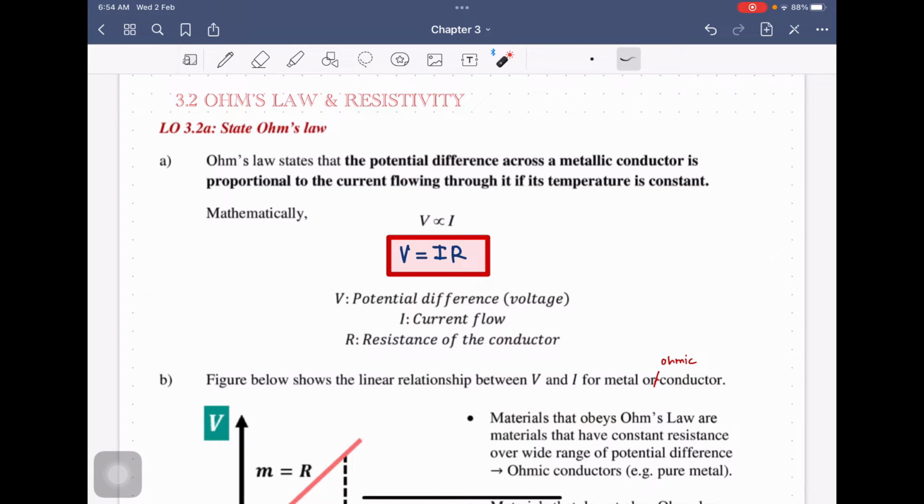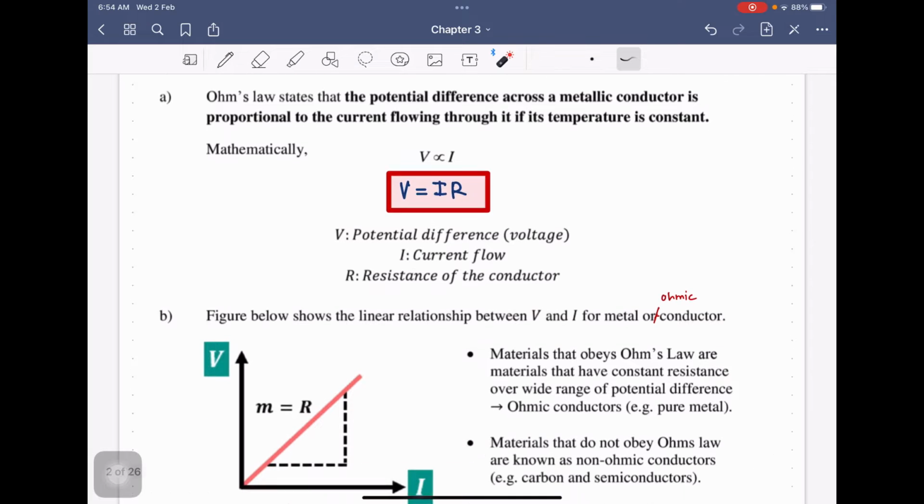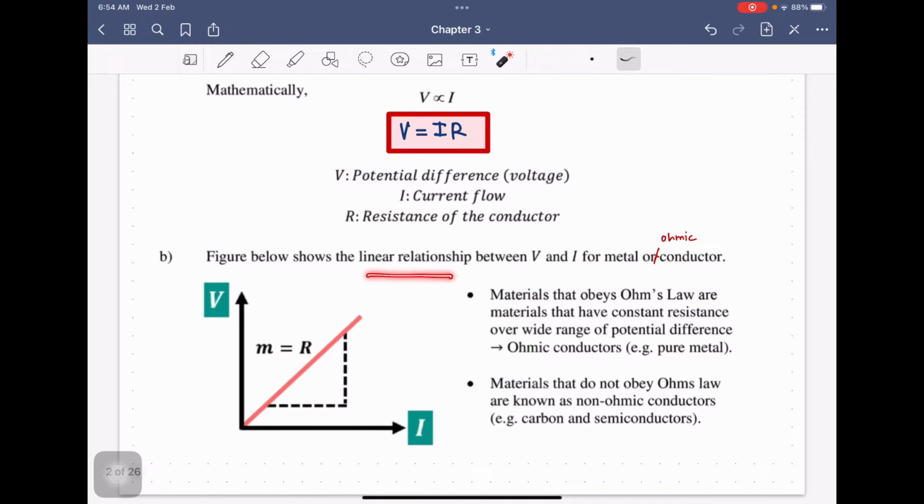Okay, dari segi mathematical linear kita boleh tulis write this V directly proportional dengan current. Okay, tapi bila kita nak write equation kita mesti ada equal. Okay, so ada satu constant di sini, so the constant is R. Okay, so kita dapat equation V sama dengan IR. Okay, so V is a potential difference ataupun voltage, I is a current flow, R is the resistance of the conductor. Okay, so kita nak lihat linear relationship between V and I for metal or ohmic conductor.